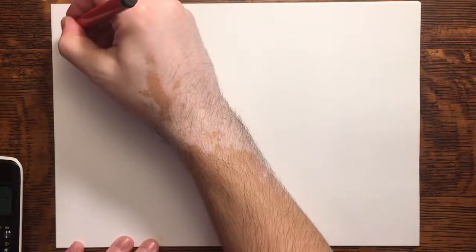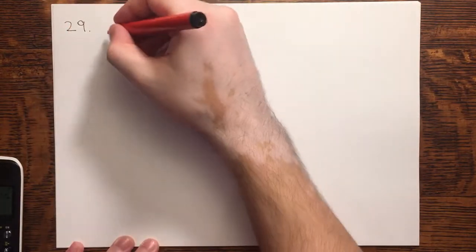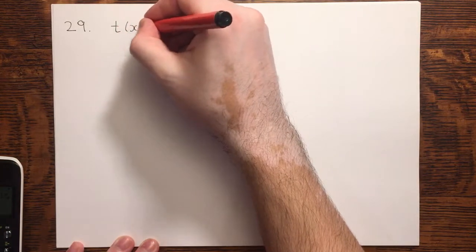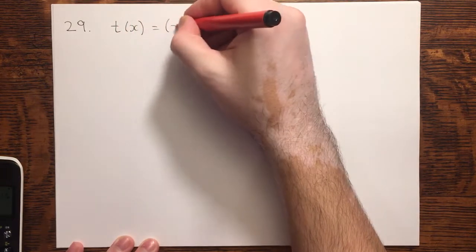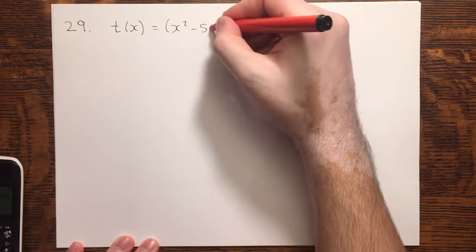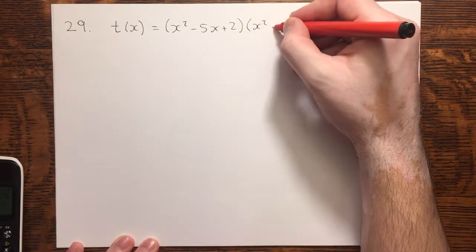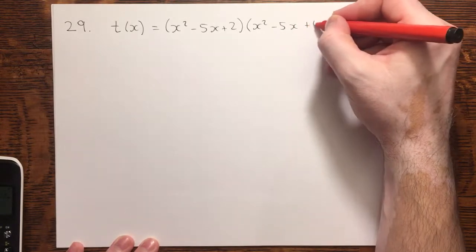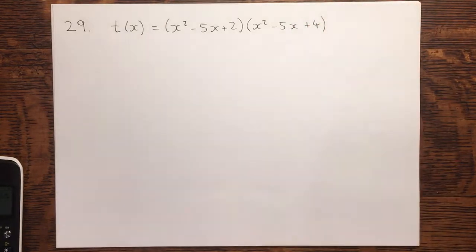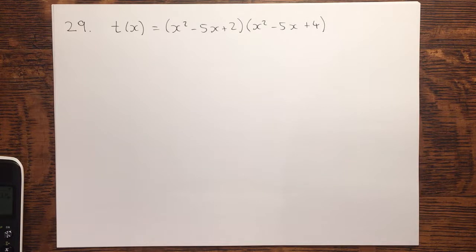Question 29. We are given a quartic function t of x equals x squared minus 5x plus 2, all multiplied by x squared minus 5x plus 4. In the question we are asked to find the four roots of t of x, giving our answers to three significant figures where necessary.